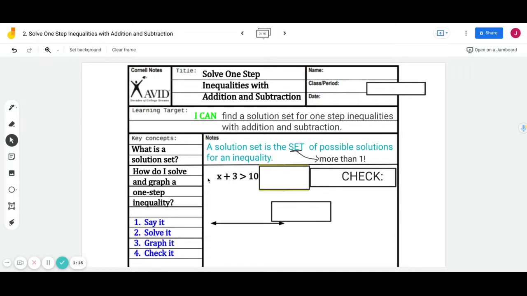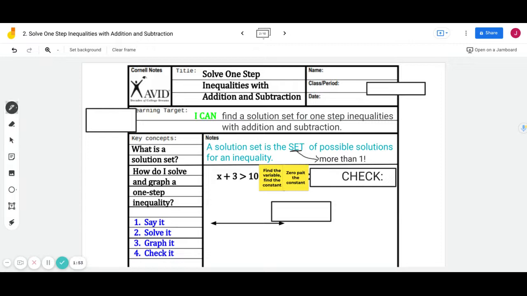All right, say it. X plus 3 is greater than 10. And if you didn't remember that was greater than, you would look back at your previous lesson to find the words that represent that symbol. Solve it. This takes us back to our equations unit. We're going to follow these 2 steps. Find the variable, then we find the constant, and we're going to zero pair that constant. So the variable is x, and the constant's on the same side of the inequality, so that's a positive 3.